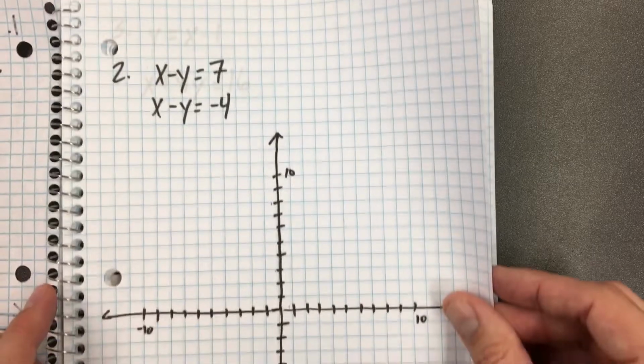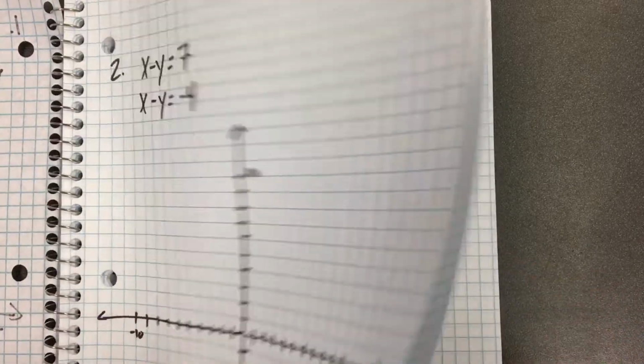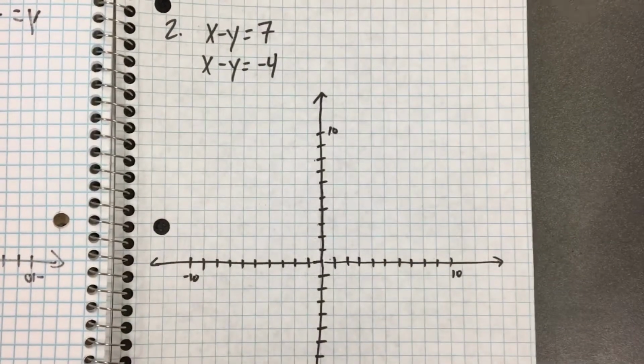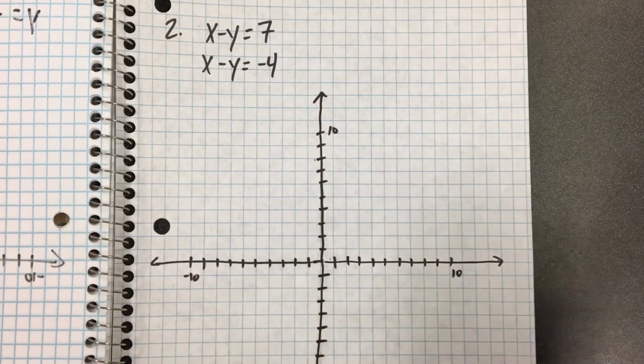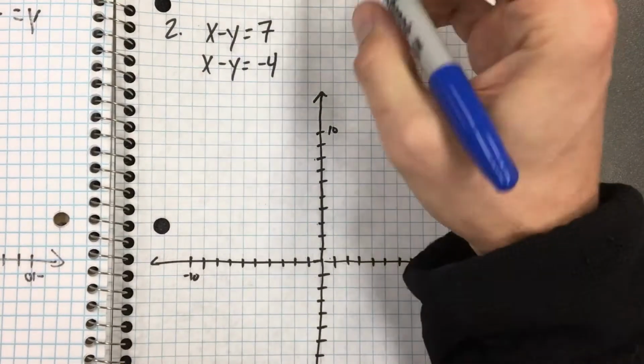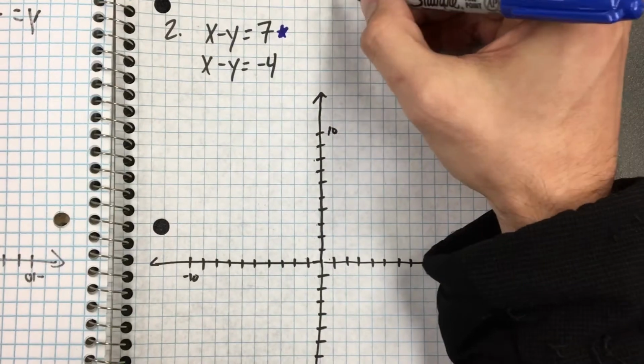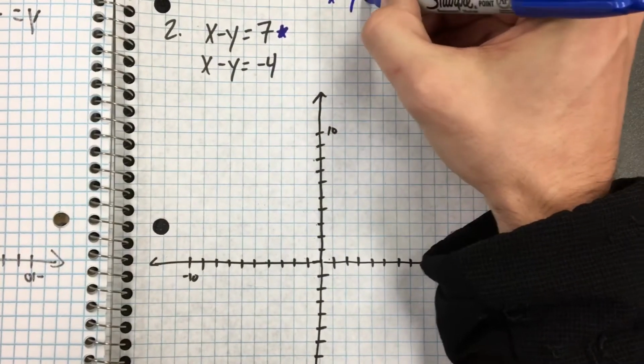Number 2 is not so nice. You can see number 2 looks like this. Is the letter y all by itself as the only thing on either side of the equal sign here? No way, Jose. So what are we going to have to do? I'm going to take this one right here and write it off to the side: x minus y equals 7.